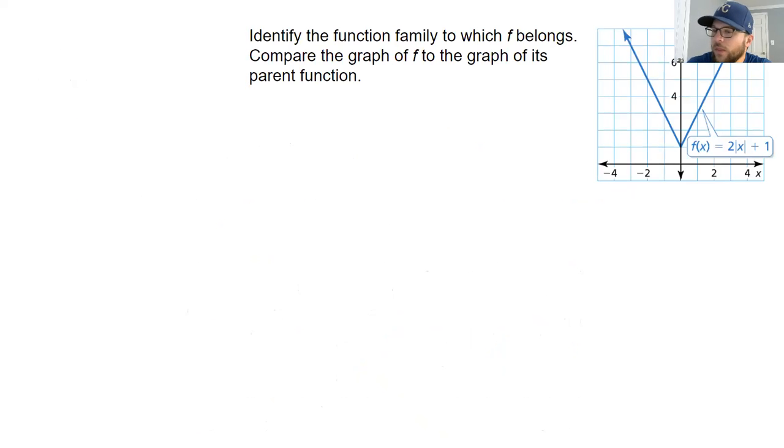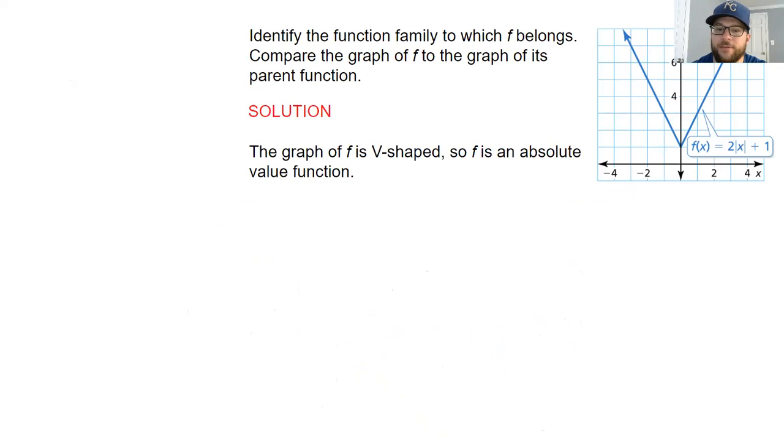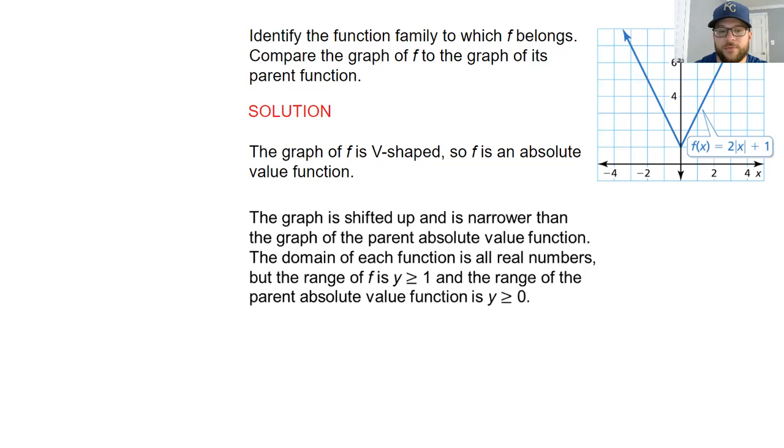So first, there's f of x equals 2 times the absolute value of x plus 1, and we need to identify which function family this belongs to and compare this graph to the graph of its parent function. The graph of this f is a V shape with straight lines and hard points and no curves. So f of x is going to be an absolute value function. Compared to its parent function, the graph is shifted up, and it looks a little bit more narrow than the graph of the parent absolute value function.